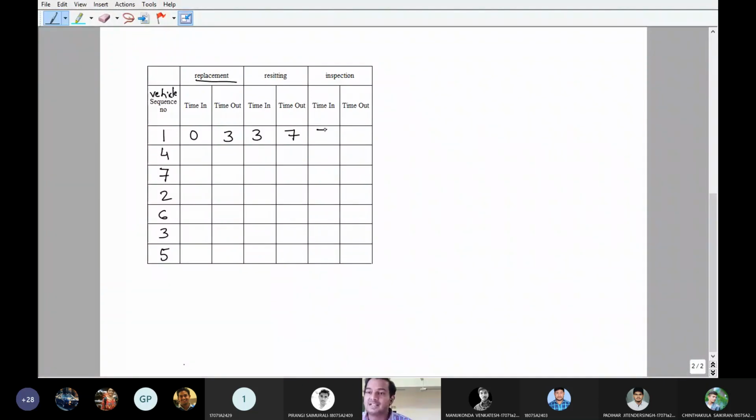And when will the inspection start? He will start from the 7th minute. How much time is he taking? Please, one person can use the 6. 6 plus 7 is 13. Good. Now this part is completed.